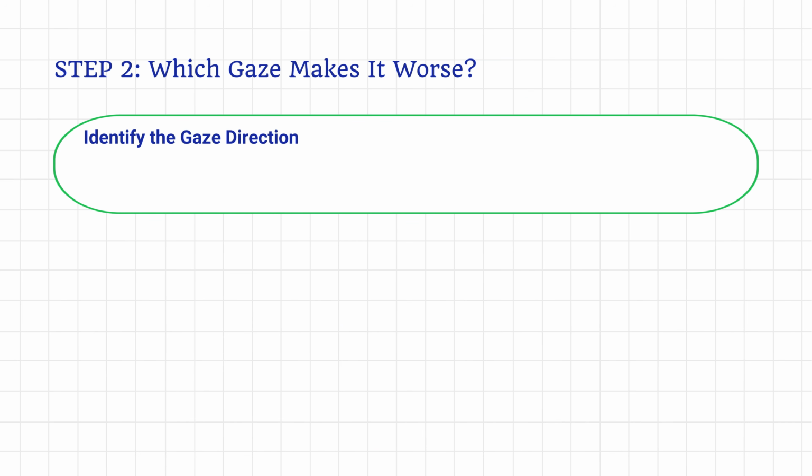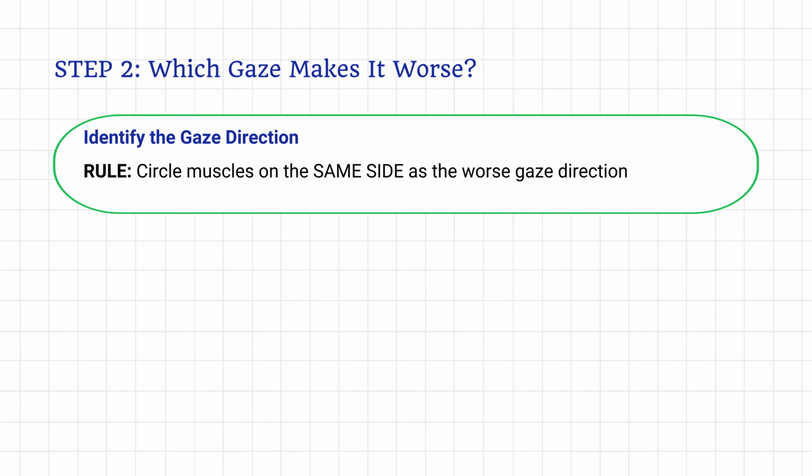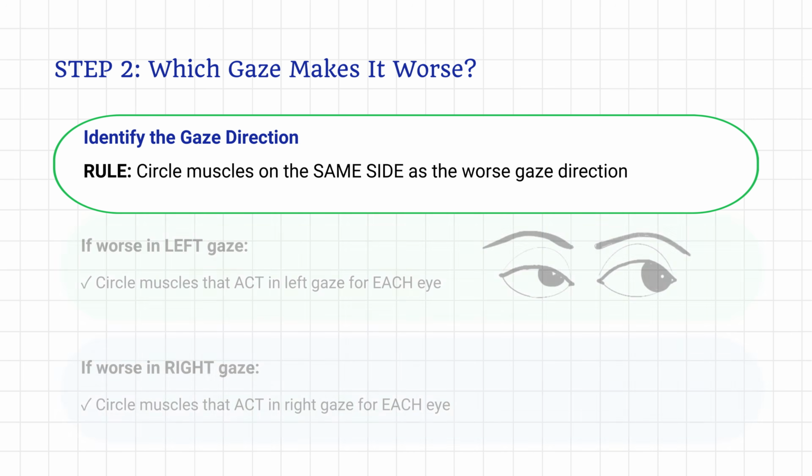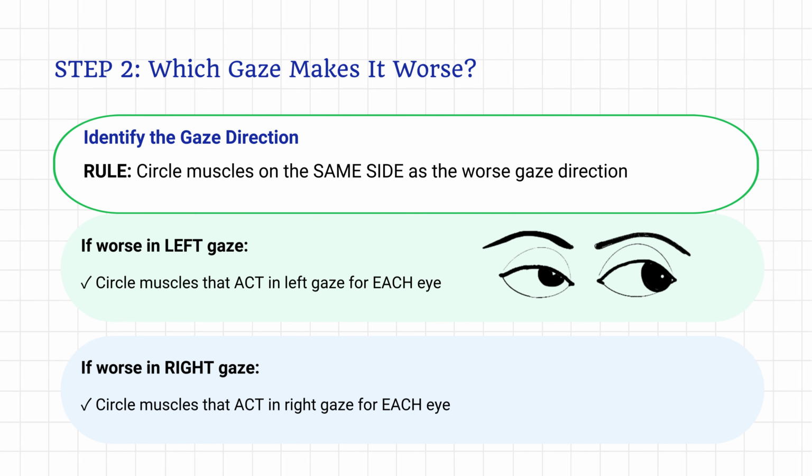Alright, so the next step is to find out which gaze makes the hypertropia worse. Usually this information will already be given to you in the question. So in step 2, the task is simple. Identify in which gaze the hypertropia increases. Now here's the rule you need to remember. You always circle the muscles on the same side as the worse gaze direction. Again, keep your cyclovertical diagram in front of you. If the hypertropia becomes worse in the left gaze, you circle the muscles that act in the left gaze for both eyes. If it becomes worse in the right gaze, you again circle the muscles that act in the right gaze for both eyes. Let's take an example.